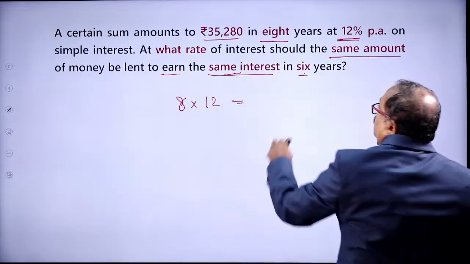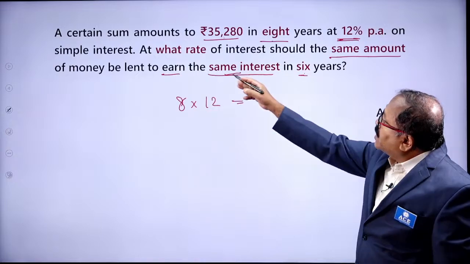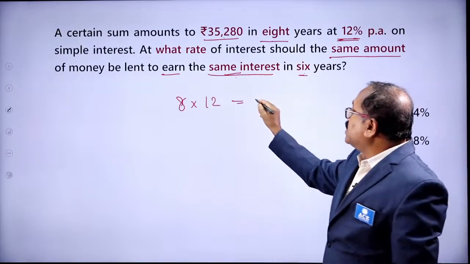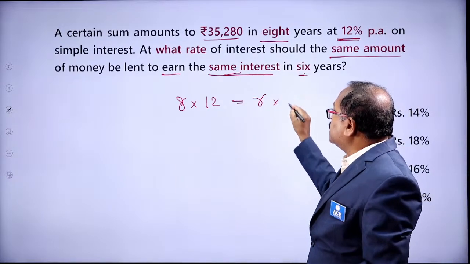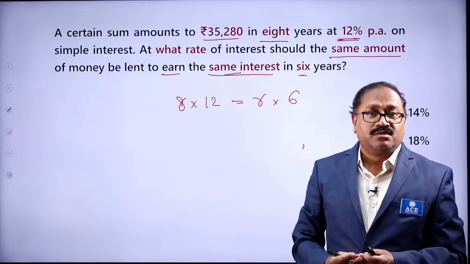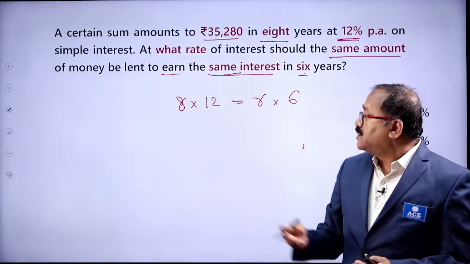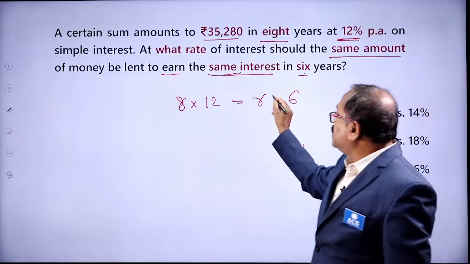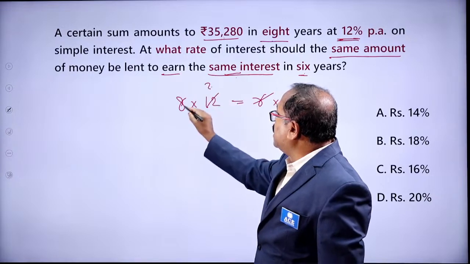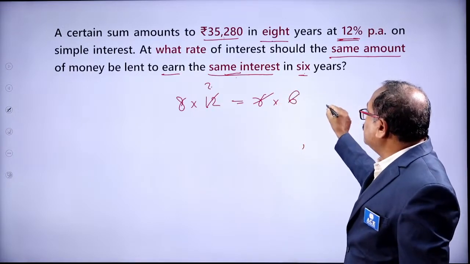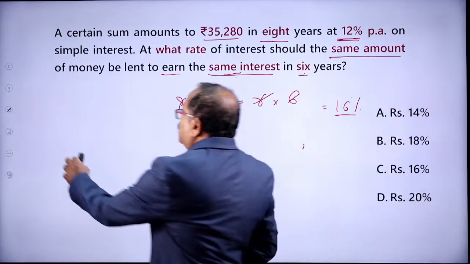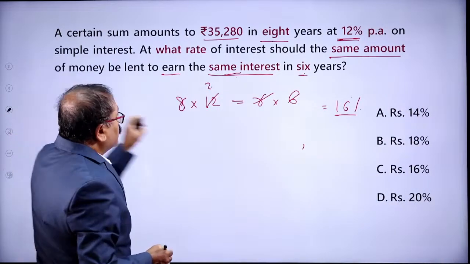At what rate of interest should it be invested for 6 years? So let's take the rate of interest you are investing for 6 years as R. Here also you should have the same overall interest. By solving this, 6 gets cancelled 2 times, and 2 and 8, 16. So your answer is 16%. R is equal to 16%. That's your answer.